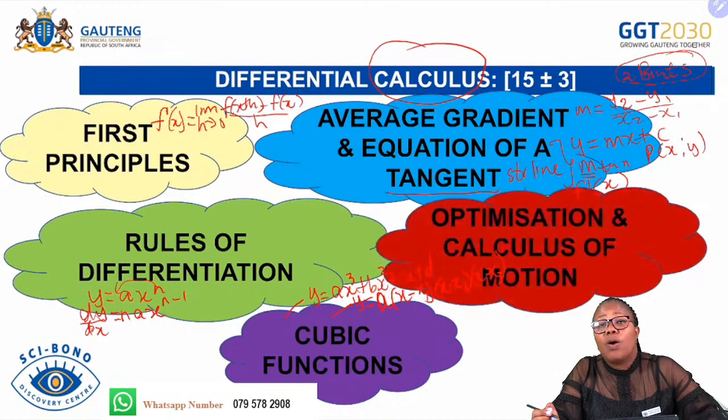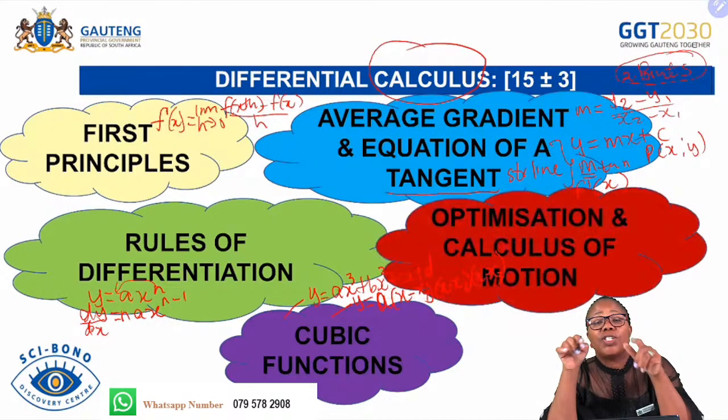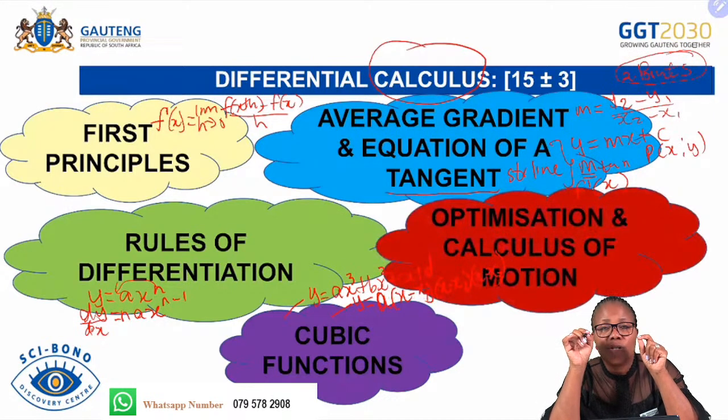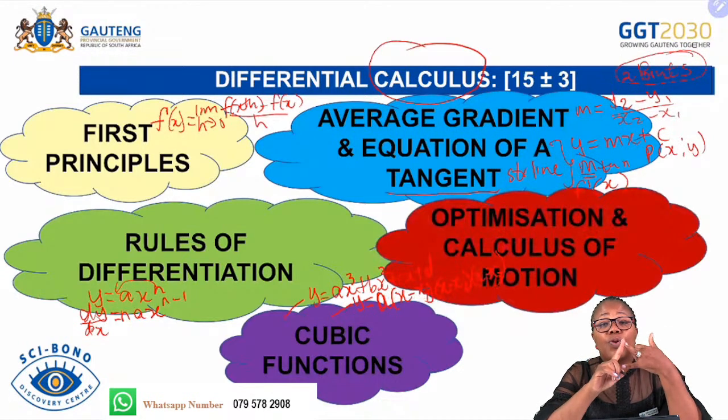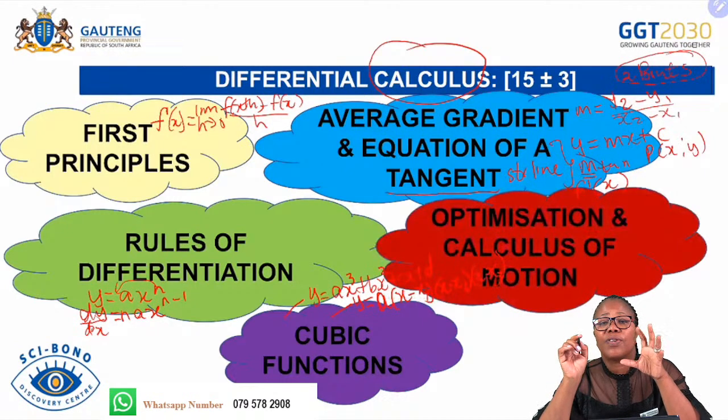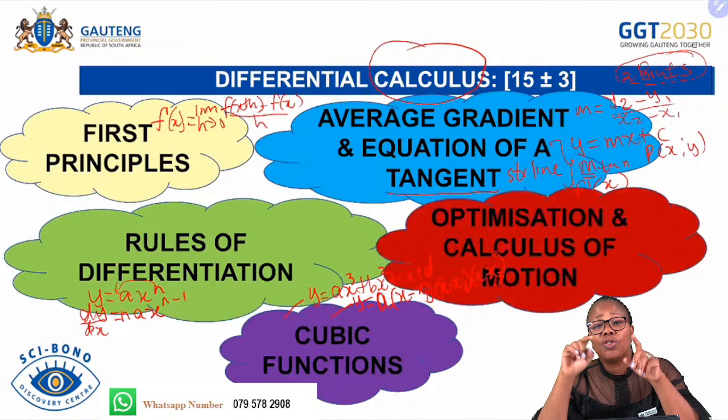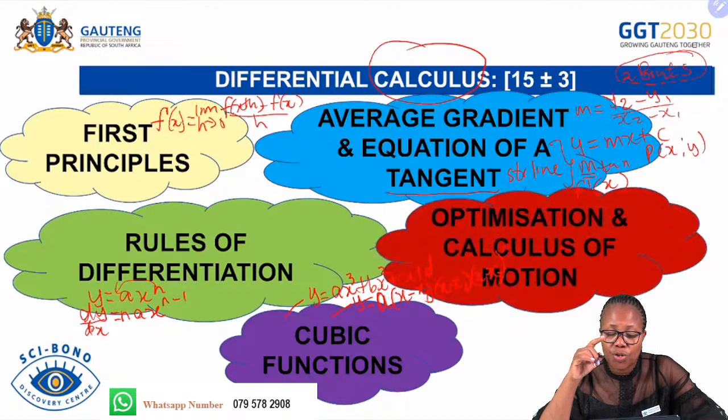Now look at optimization and the calculus of motion. With optimization, Grade 12, we will be applying the same method that we use when we look at the stationary point. We will be using the area of the shapes, the total surface area, the volumes, and the perimeter of the shapes. That means we are talking about cylinders, boxes, cones, spheres and hemispheres. In order to master optimization, you must know all those formulas and which one to apply when. That is the application of optimization.